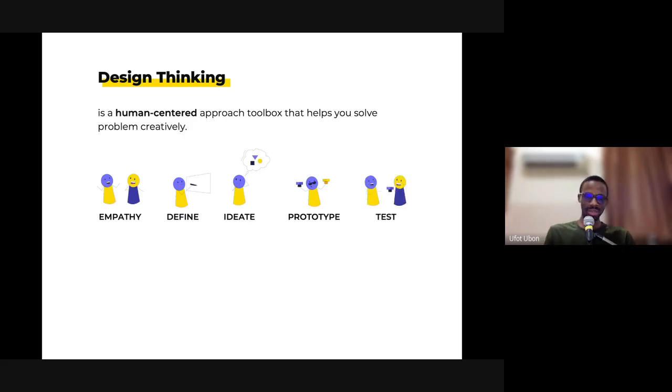And the fifth and last part of design thinking is testing the product. When you hand that product to someone, say, hey, take, I finished this thing, just test it.